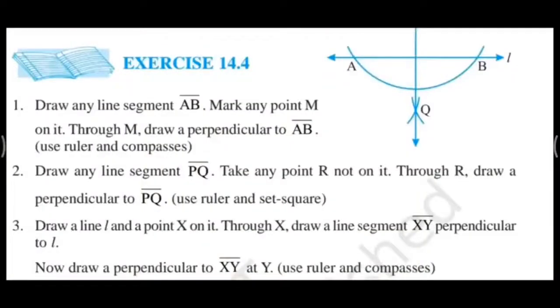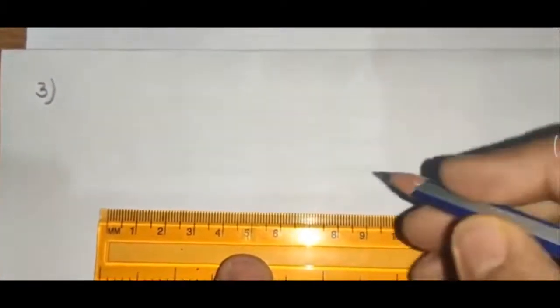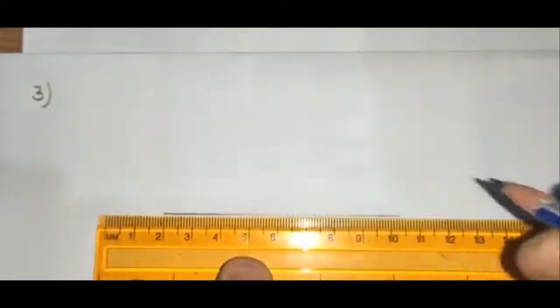Now question number 3: draw a line L and a point X on it. Then through X you are required to draw a line segment XY which is perpendicular to line L. And after this, on XY you will draw a perpendicular from Y again. Now let's draw this figure, question number 3. Draw a line L first. So we will draw a line L of any length. This is a line, so both side arrows should be there.